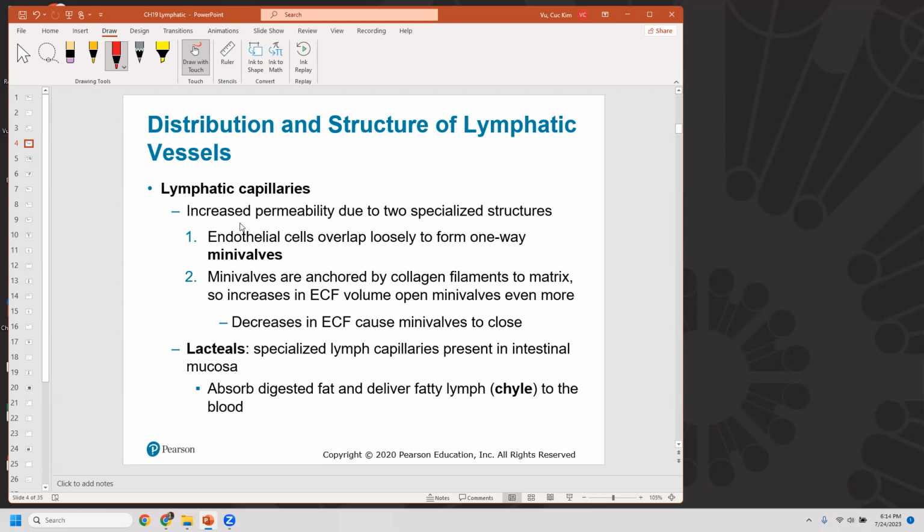Okay. An example of the lymphatic capillaries would be the lacteals. These are the ones that you find in your intestinal mucosa, and that's what allows you to absorb the fats.